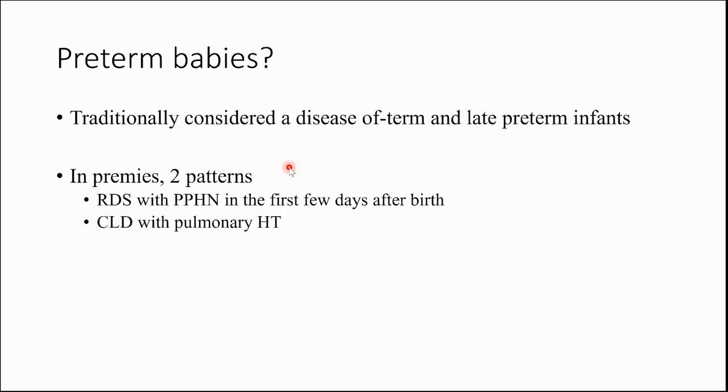Right. So traditionally, we talk about PPHN in term babies, but we all know that preterm babies can also get PPHN. So there are two patterns in preterm babies. Some babies, as soon as they are born, along with their surfactant deficient lung disease, can have an element of PPHN. And then the other pattern is, of course, as you all know, preterm babies can develop chronic lung disease with some oxygen dependency, and these babies also can develop a secondary pulmonary hypertension later on, which is mainly due to abnormal remodeling of the pulmonary vasculature, and this is a bit difficult to treat also.